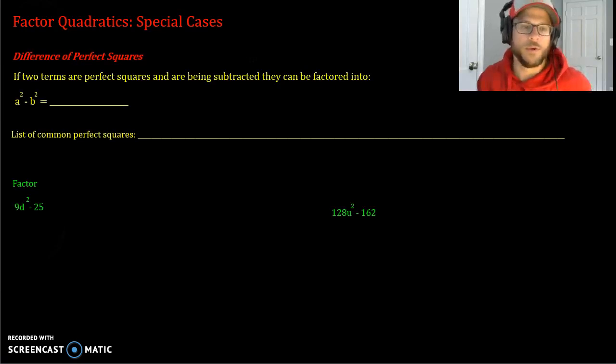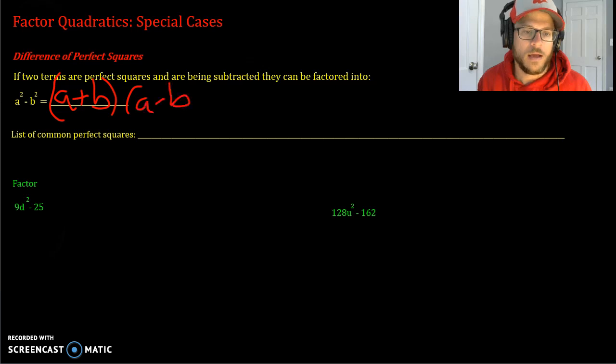Alright, in this tutorial we're going to go over how to factor quadratics, but a special case to make it a little bit easier in order to factor a quadratic expression. This special case is called the difference of perfect squares. Now if you have two terms that are perfect squares, that means if you take the square root of that number you get a whole number, and they are being subtracted, that means that you can factor each one of those terms into an a plus b and an a minus b.